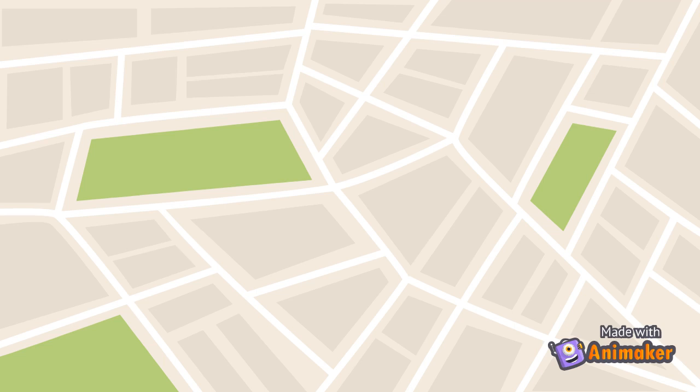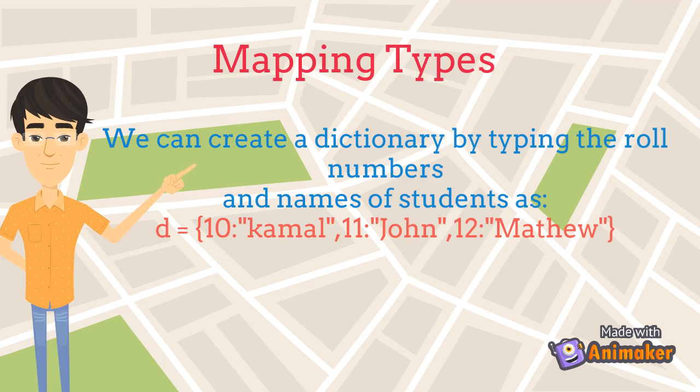Mapping types. A map represents a group of elements in the form of key-value pairs, so that when the key is given, we can retrieve the value associated with it. The dict data type is an example for a map. The dict represents a dictionary that contains pairs of elements such that the first element represents the key and the next one becomes its value.